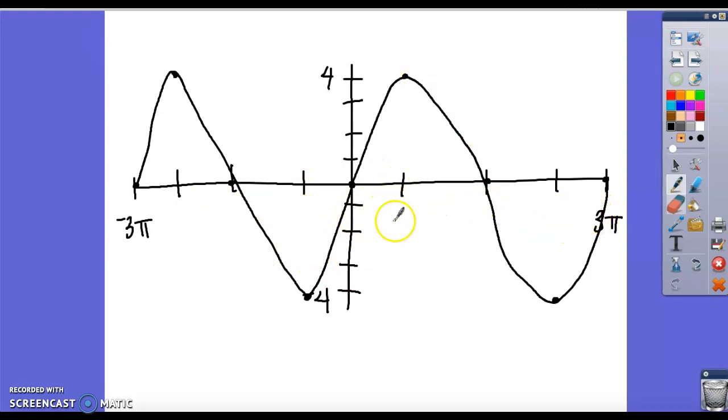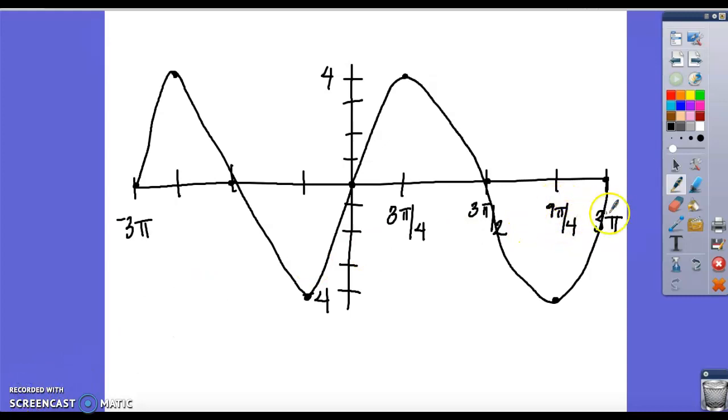If you want to go back and label these intervals, you're going to take this and divide it by 4. So this would be 3 pi over 4. This would be 6 pi over 4. This would be 9 pi over 4, and then this would be 12 pi over 4, which simplifies to 3 pi. You can reduce these as well. 6 pi over 4 simplifies to 3 pi over 2.